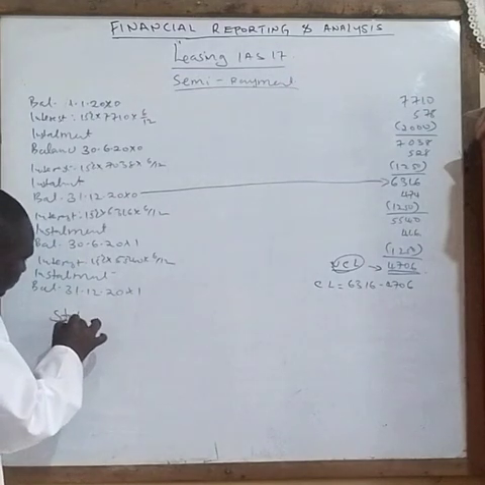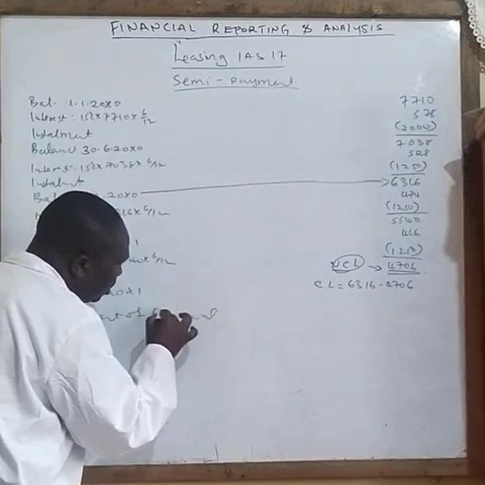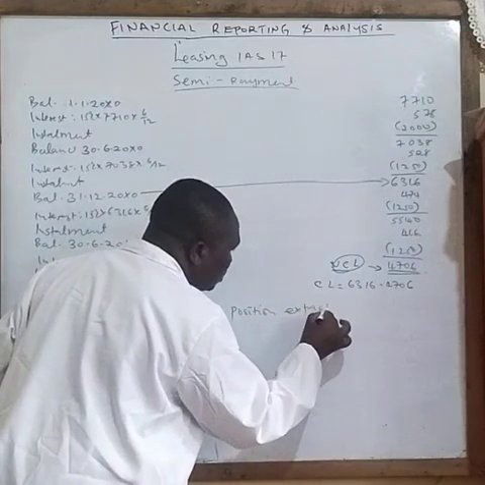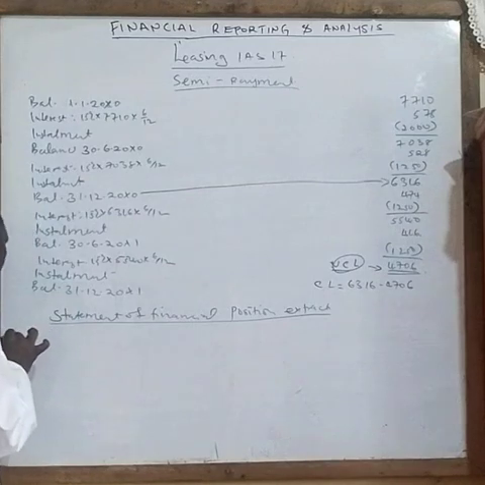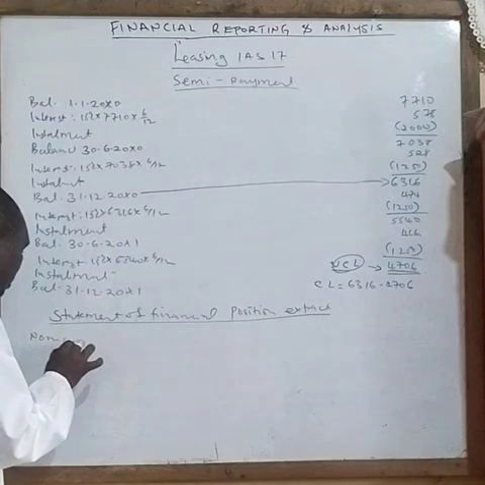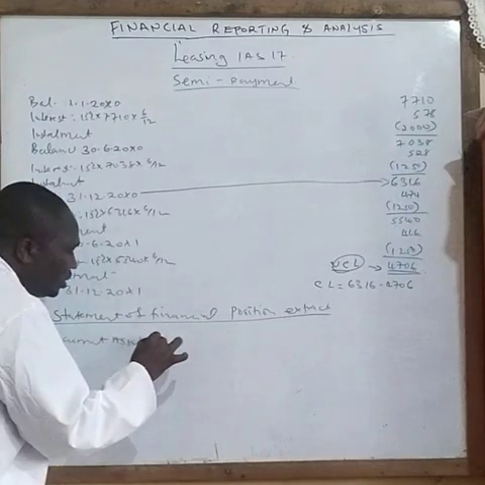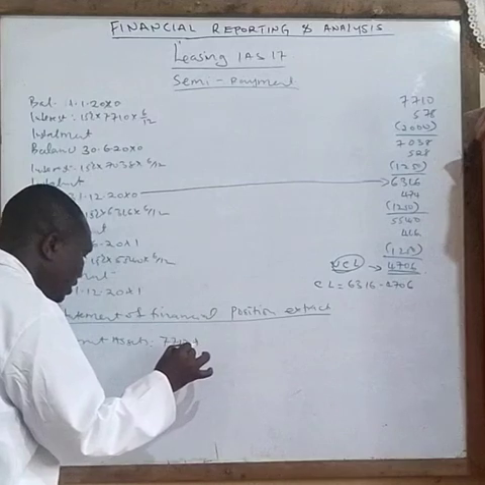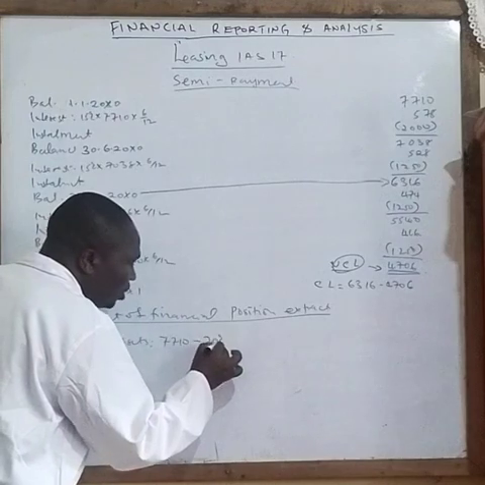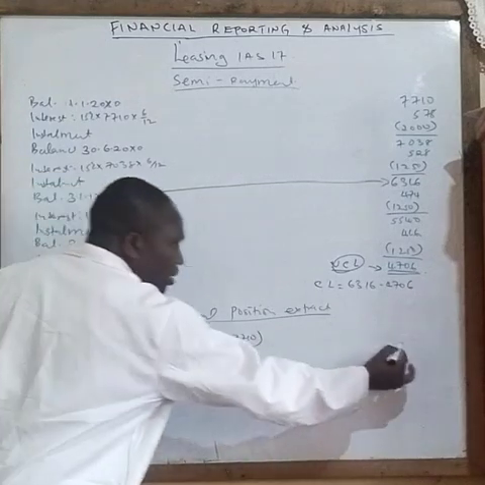Now, on this note, my work will be very simple. Now, I can say statement of financial position extract. So I will now go to non-current assets. We were told it will be 7,710, no, 7,710 is the total minus the depreciation. In this case, it will be 20% of 7,710. You get that? You get the net book value.